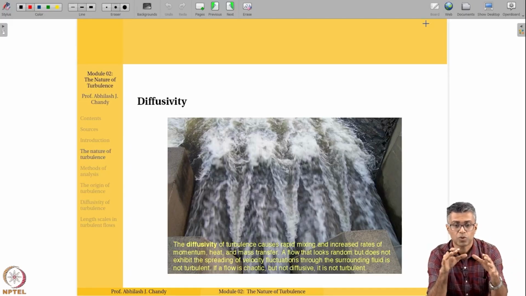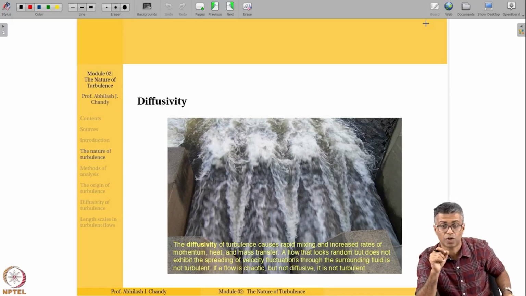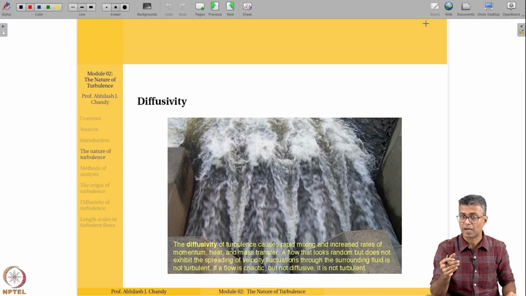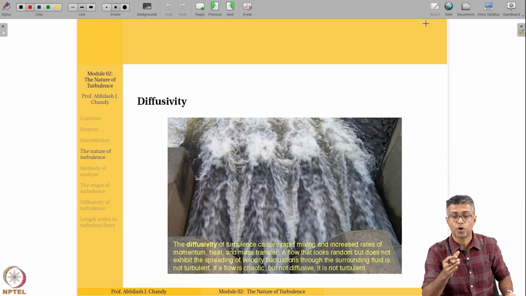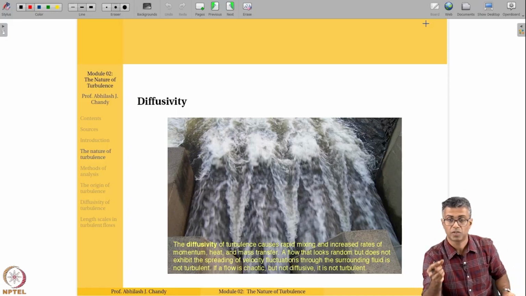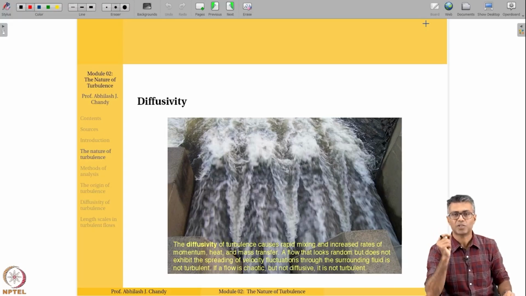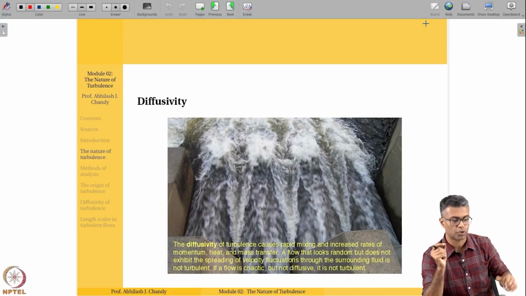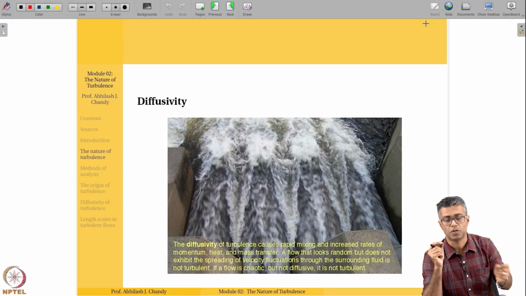A flow that looks random but does not exhibit the spreading of velocity fluctuations through the surrounding fluid is not turbulent. So what do I mean by that? It might seem random to us, so irregular in other words, but if it does not have the feature of spreading these velocity fluctuations, in a single word, diffusivity, it is not turbulent. That is one of the main requirements of it being turbulent. So a flow might look chaotic, might look irregular, but if it does not have diffusivity, it is not turbulent. If it is not diffusive, it is not turbulent.